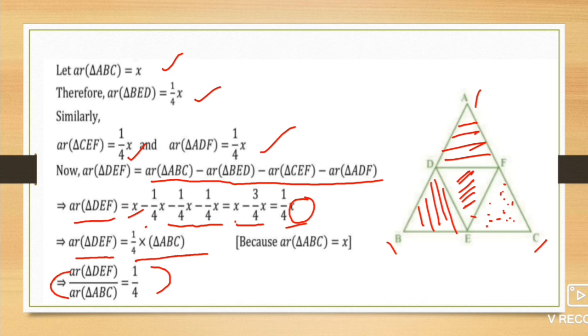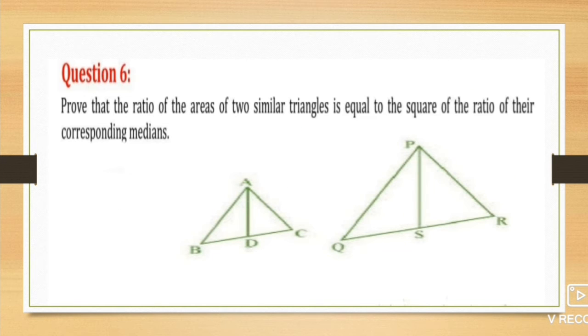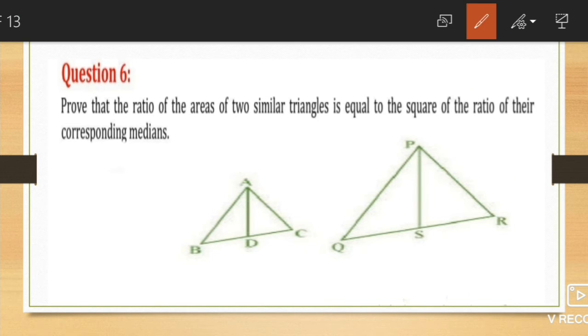Now question number 6. Prove that the ratio of the areas of two similar triangles is equal to the square of the ratio of their corresponding medians. Here ABC is a triangle and PQR is a triangle. They are similar to each other. You have to prove that the ratio of the area of triangle ABC and triangle PQR is equal to the square of the ratio of their corresponding medians. That means it will be equal to (AD by PS) whole square. AD and PS are the medians here.